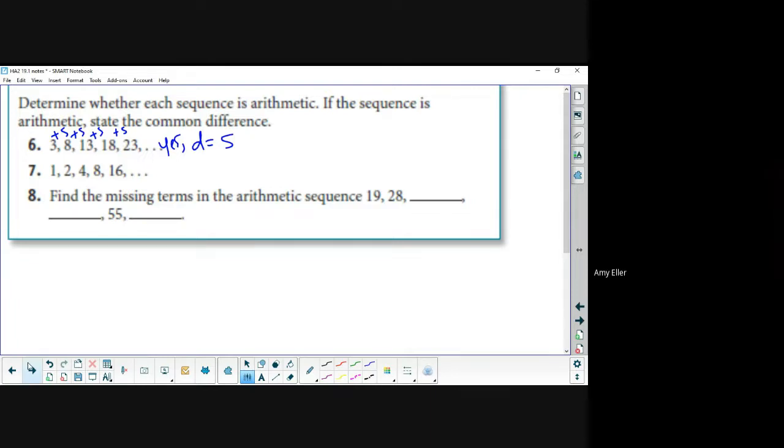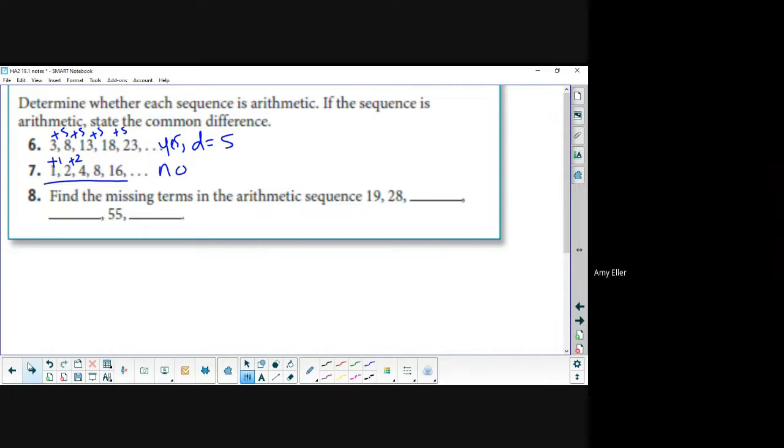If it has a common difference, the answer is yes. Number 6, plus 5, plus 5, plus 5, plus 5. Every time it's plus 5. So yes, and then it says state the common difference. D equals 5. Number 7, plus 1, plus 2. I don't even have to go any farther. It's not always the same. I have 2 different numbers. So no, this is not an arithmetic sequence.